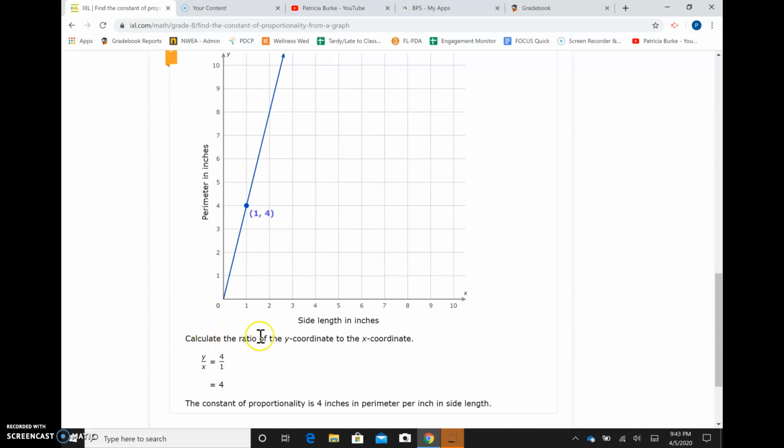And so to calculate the ratio of the y coordinate to the x coordinate, you're going to take your y, which is your second number, and you're going to divide it over x. So it's 4 over 1. Well, in this case, the math is really simple because any number divided by 1 is itself. So your constant of proportionality, your rate, is 4. Now, you aren't always going to have nicely divisible numbers, but a lot of times you'll be able to reduce them. So if you get a fraction that doesn't divide out nicely, try to see if you can simplify it. I bet you can.